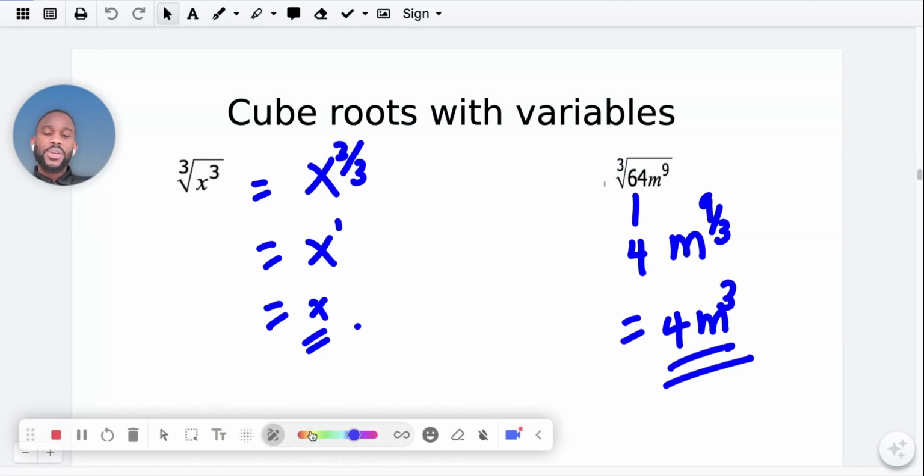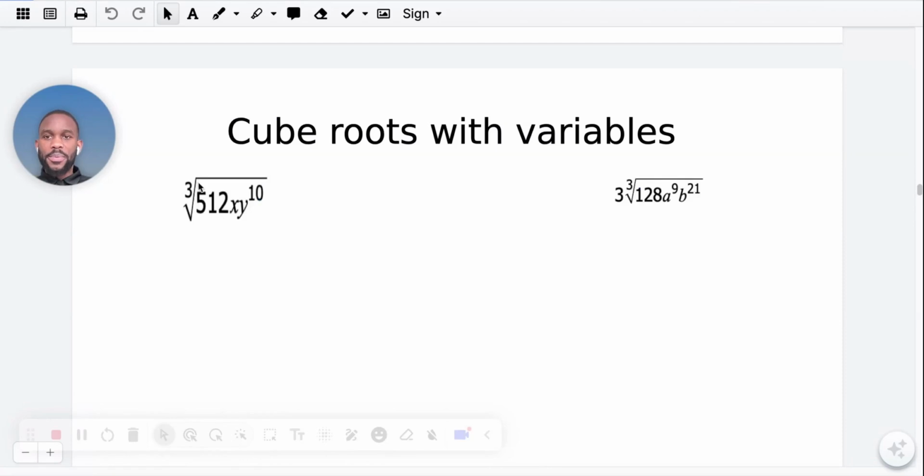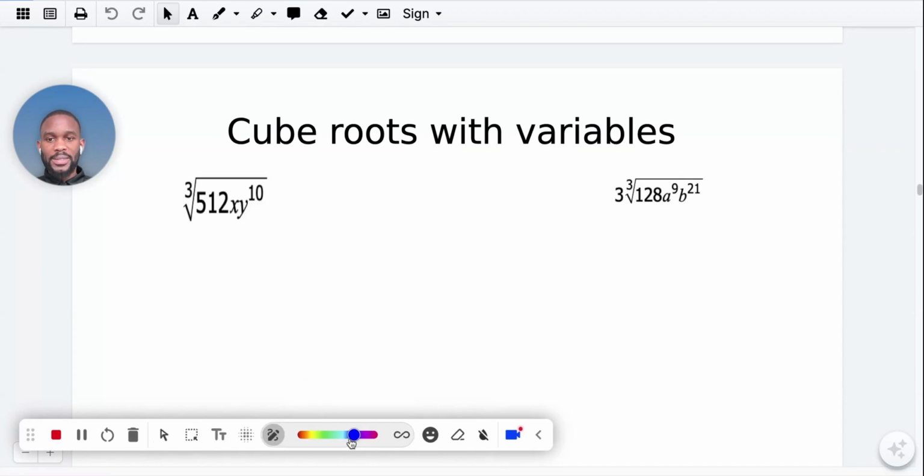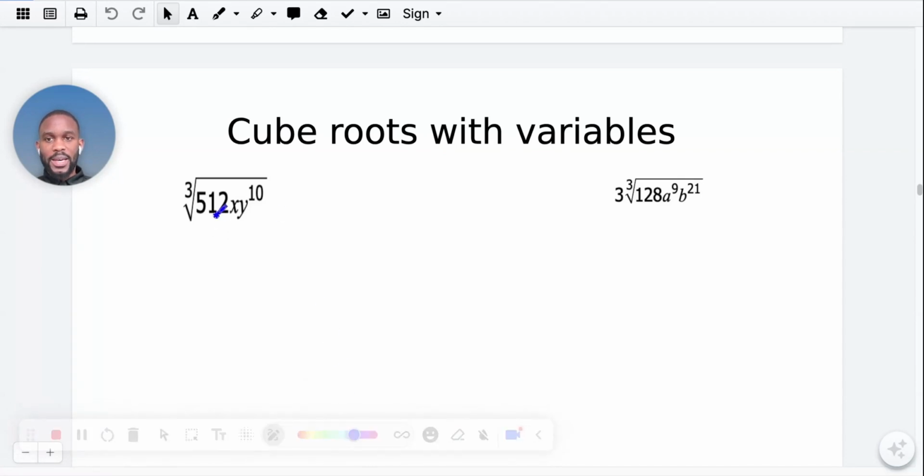Now, sometimes you are going to be given radicands that are non-divisible by 3 and they tell you to get the cube root. They want you to get the cube root of 512xy to the 10th. Okay, so break this down. Is 512 a perfect cube? Yes, it is a perfect cube, and the cube root is 8. Now deal with x. Looking at x, we're going to leave it the way it is, the cube root of x. Now let's deal with the cube root of y to the 10.